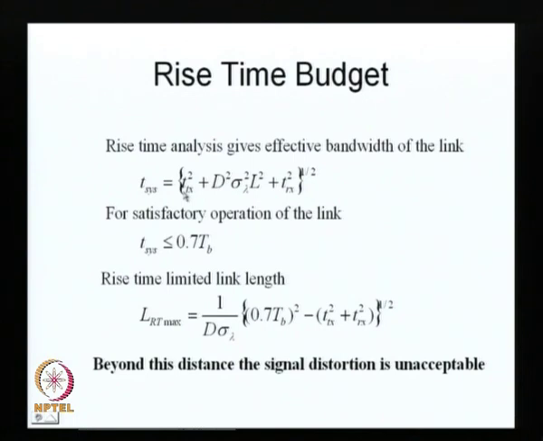So this is equal to the square root of the sum of the squares of the transmitter rise time, the rise time associated with the dispersion, and the rise time associated with the receiver. So D is the dispersion parameter of the optical fiber. Sigma lambda is the spectral width of the source, the laser or the LED which is used for the transmitter, and L is the length of the optical link. Now the standard is that for satisfactory reception of the bits, the system rise time should be less than 70% of the bit duration.